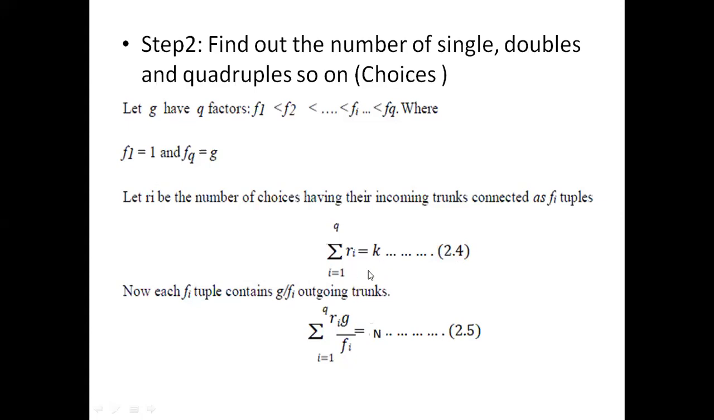progressive grading. Look at equation 2.4, which says summation of Ri is equal to K, where K represents the availability and Ri represents the unknowns. We'll see how to expand this one. Similarly, equation 2.5 represents summation of Ri times G over Fi is equal to N, where N represents the number of trunks coming into the system.